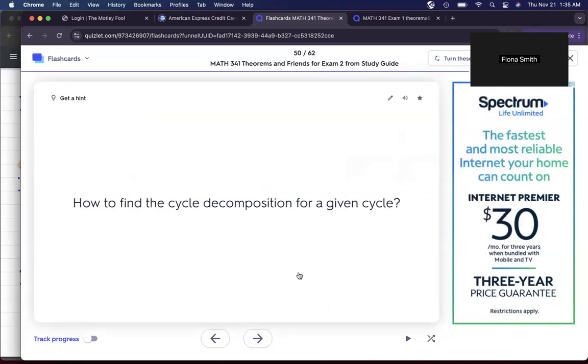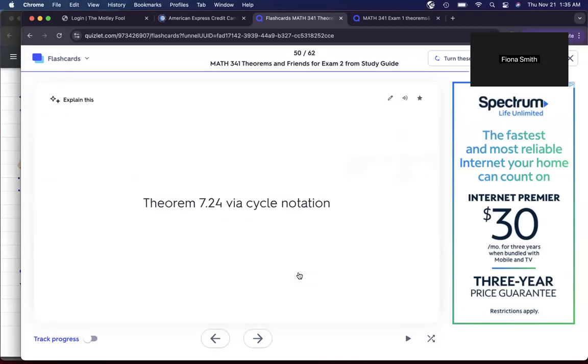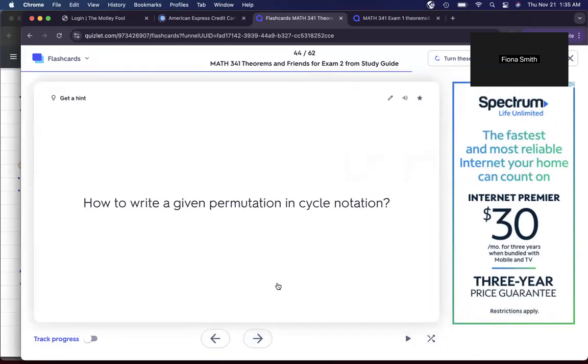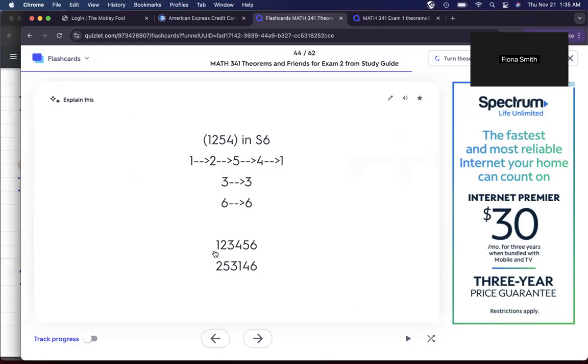How to find the cycle decomposition for a given permutation? That's Theorem 7.2.4 via cycle notation. So if you had, going back to this one at the bottom, 1 to 2, 2 to 5, 3 to 3, 4 to 1, 5 to 4, 6 to 6, you would write that as literally the (1 2 5 4) at the top.